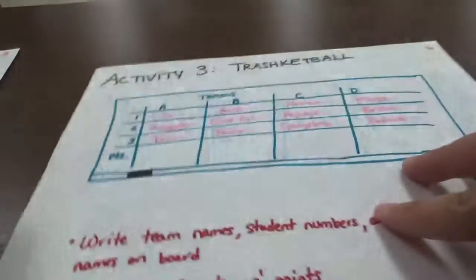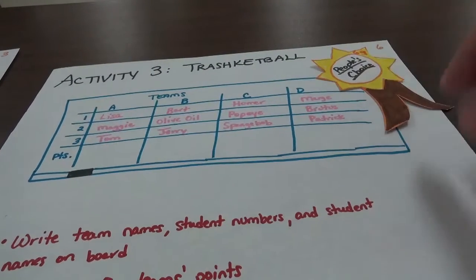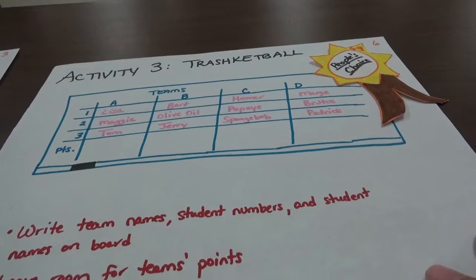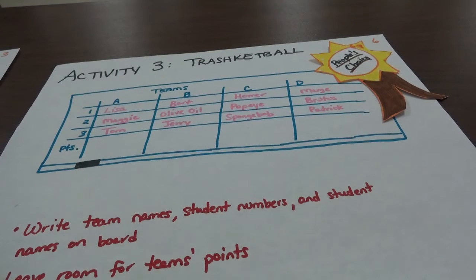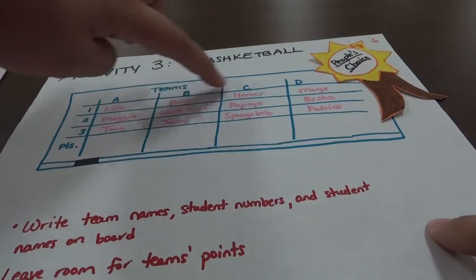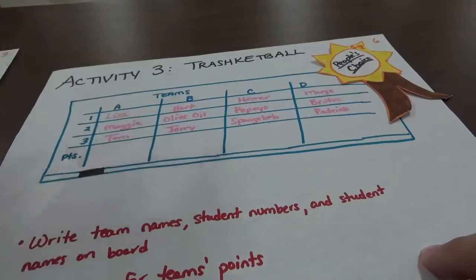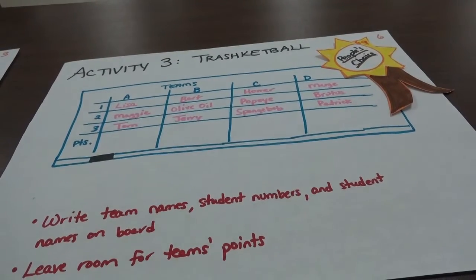My last activity is the people's choice. My students love this activity. This is Trashketball. With Trashketball, you want to have your students' names written on the board and separated by team letter and student number. You also need some space for their points so that they can keep track of who's going to win.